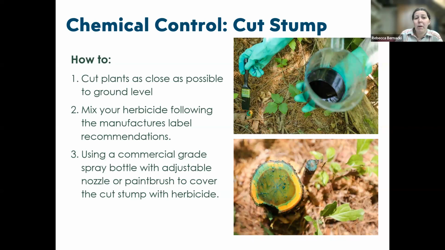To do a cut stump treatment, we're going to cut our plants as close as possible to ground level. We're going to mix our herbicide following the manufacturer's labeled recommendations, and then we're going to use either a commercial grade spray bottle with an adjustable nozzle or a paintbrush to cover that cut stump with that herbicide solution, as you can see in the pictures here.